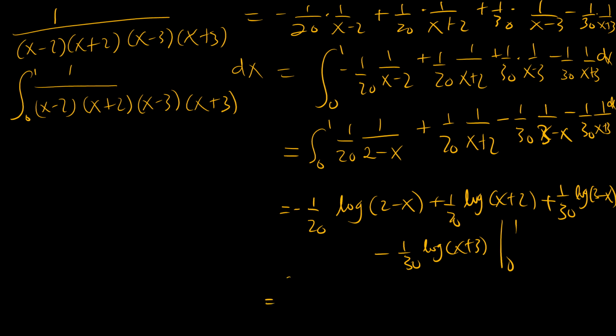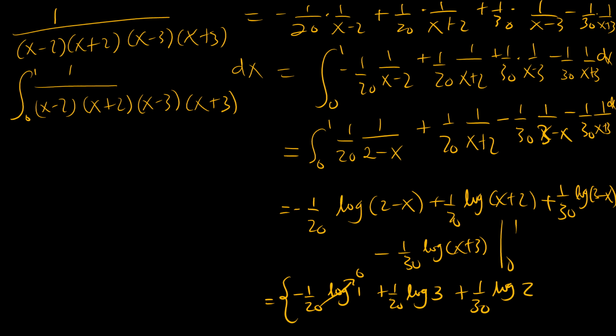So which becomes, when x equals 1, negative 1 over 20 log 1, that tends to 0, plus 1 over 20 log 3, 1 plus 2, plus 1 over 30 log 3 minus 1, which is log 2, minus 1 over 30 log 4.